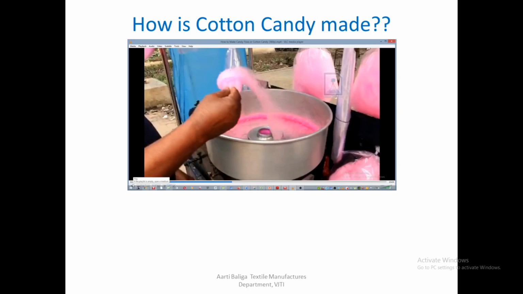You must have all seen the cotton candy machine or eaten cotton candy earlier. So this open end concept is, to a large extent, based on this idea. Let me explain. First take a look at this video, and then I will explain the correlation between this and the open end concept. So here it is.